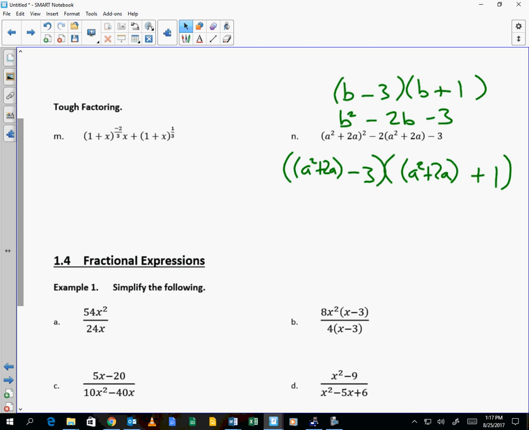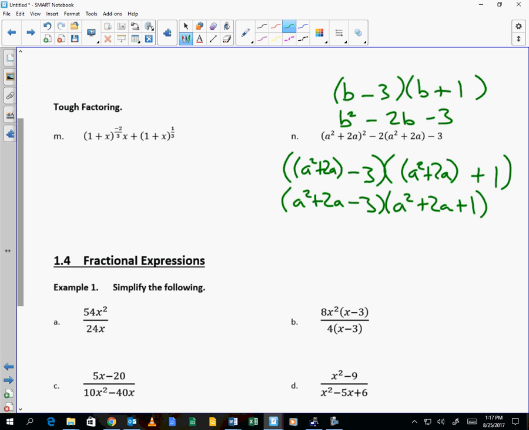Well, if I just drop off those parentheses because they're really not doing anything, then I have this. Does that trinomial factor? Does this factor? a plus 1 times a plus 1, which is a plus 1 quantity squared.